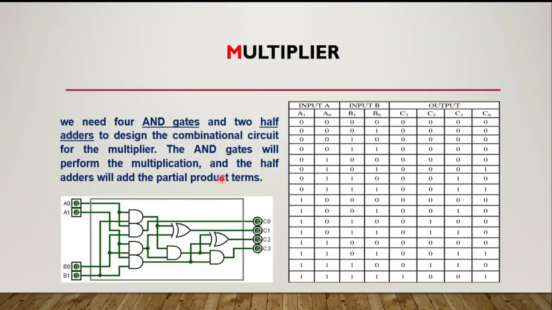I am going to take the multiplier as my next example. We all know we need 4 AND gates and 2 half adders to design the combinational circuit for the multiplier. We already saw the half adder, so it's one half adder, it's another half adder. The AND gates will perform the multiplication and the half adders will add the partial product terms.